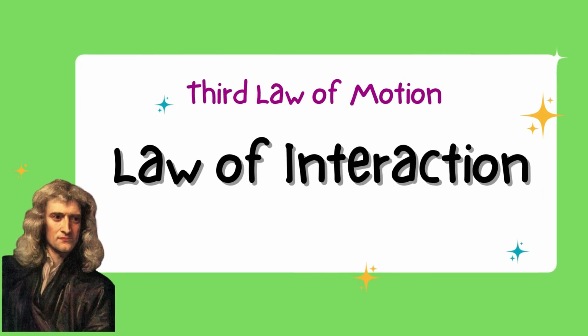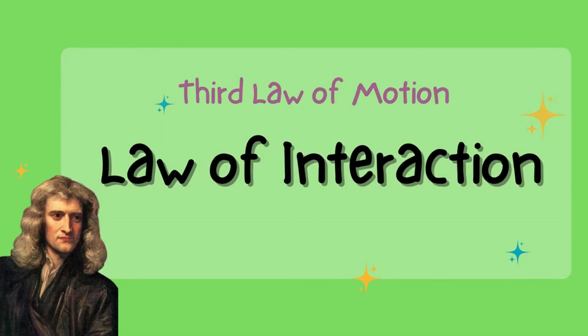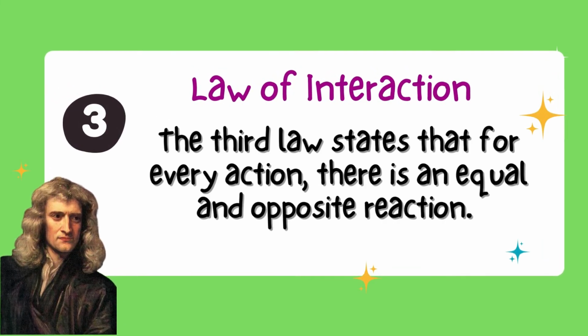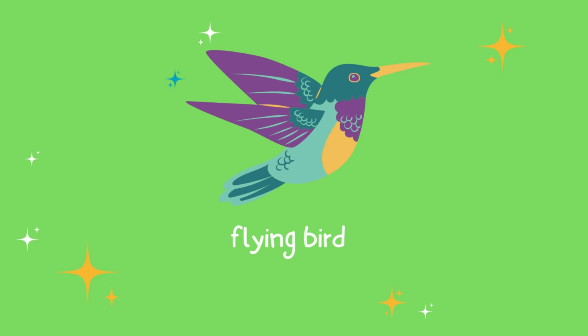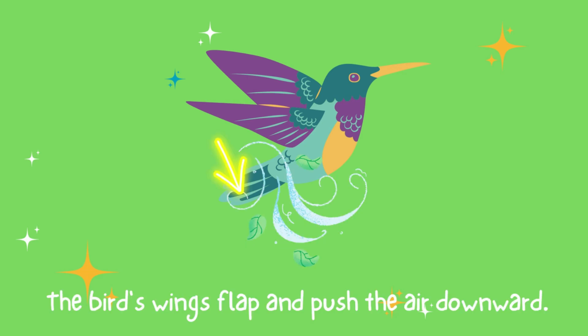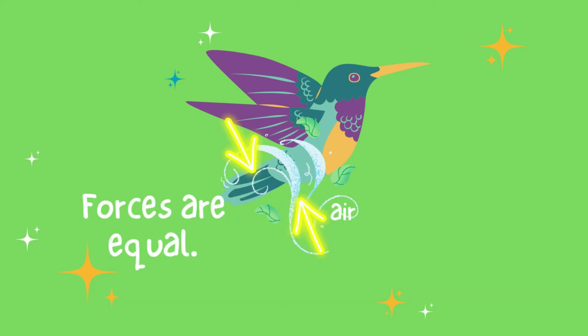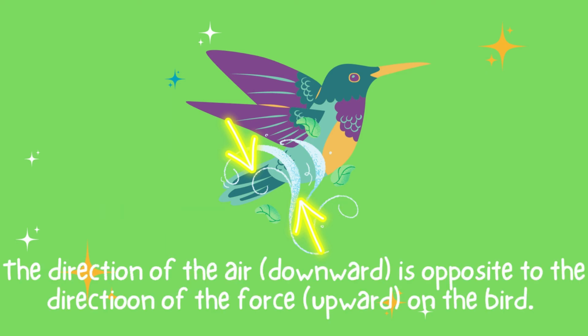Lastly, the third law of motion is also known as the law of interaction. The third law states that for every action, there is an equal and opposite reaction. A flying bird is a good example to show the third law of motion. As the bird flies, its wings flap and push the air downward. At the same time, the air pushes and lifts the bird upward so that it flies. The forces are equal. The direction of the force of the air is opposite to the direction of the force on the bird, which illustrates the concept of interaction.